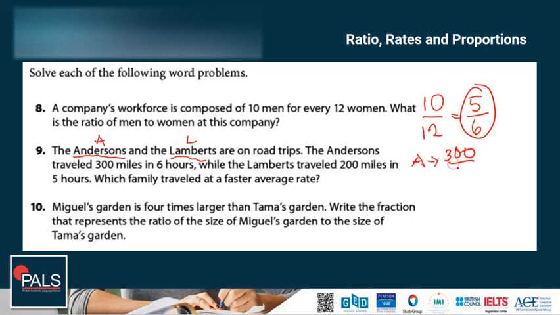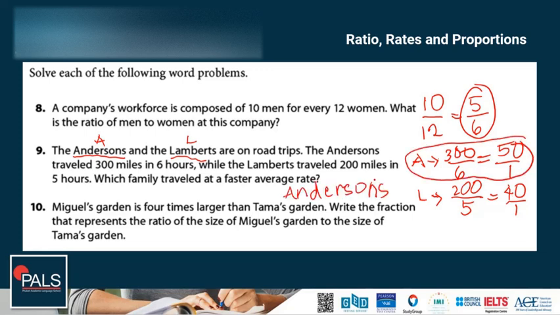Anderson, 300 over 6 is equal to 50 over 1. So the rate is 50 per hour. The Lamberts, 200 over 5 miles, simplify to 40 over 1, so it means 40 miles per hour. Which family traveled at a faster average rate? The answer is the Andersons.